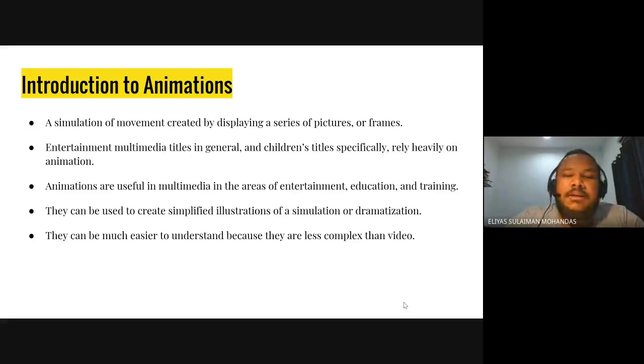So animations are useful in multimedia in the areas of entertainment, education, and training. In fact, I guess there was this one study that I read before. Even for training purposes, most of the training agencies or companies that provide trainings, they prefer to use animation as their attention grabber to their audience, their so-called trainees. So, you may also want to look in a sense of research. Maybe some people may have conducted recent research on what is the best element to be included.